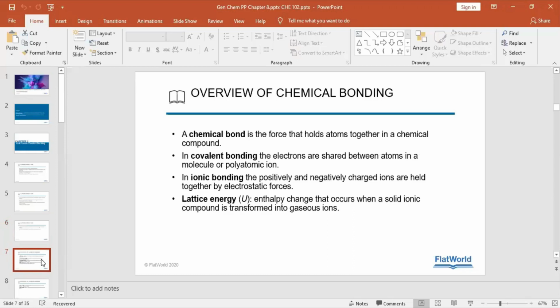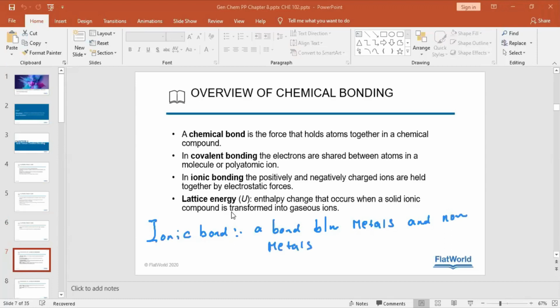Everybody knows that there are two different types of bond. The common bonds that we discuss when we're discussing chemical bonding are ionic bond and covalent bond, right? Okay. I'm just writing a common definition of bonding, ionic bond versus covalent bond.